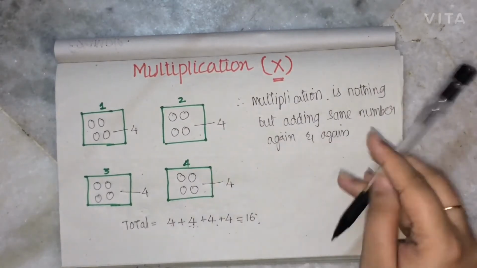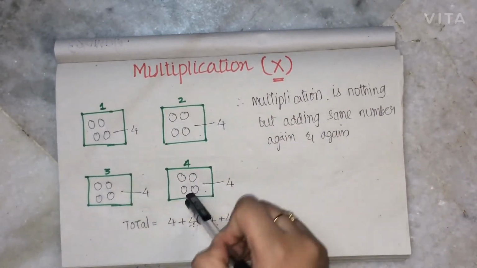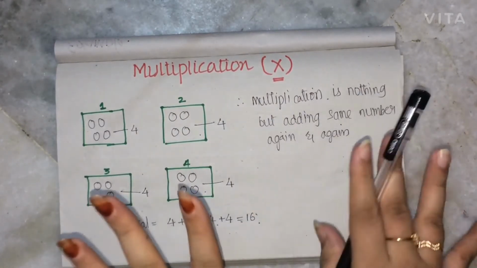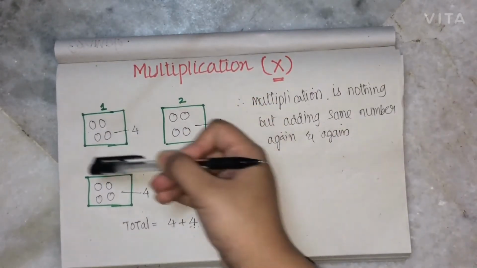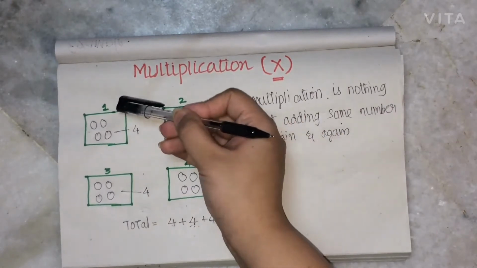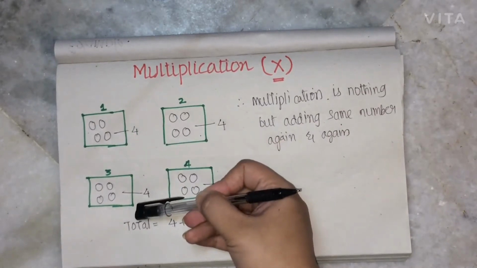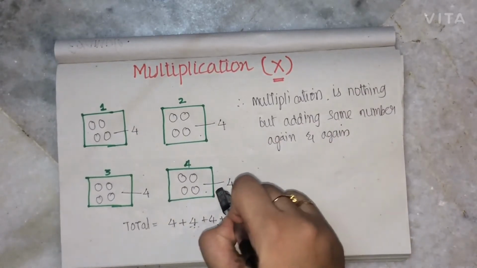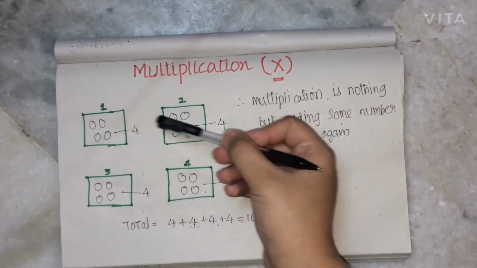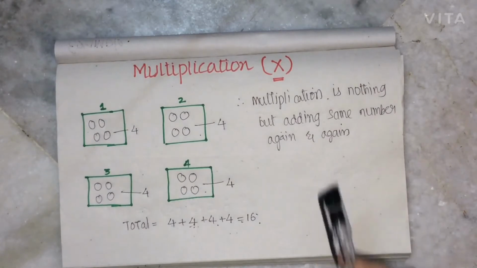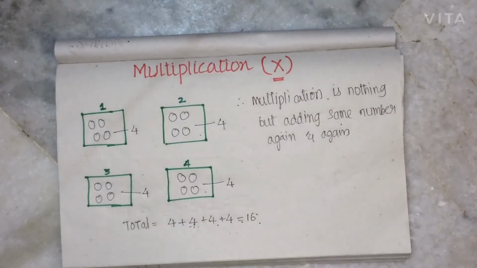Okay, we will be having four boxes: box 1, box 2, box 3 and box 4. So we are taking four boxes, and in each box we are keeping four balls. In box 1 we are keeping four balls, in box 2 we are keeping four balls, in box 3 we are keeping four balls, and in box 4 we are keeping four balls. So we have four boxes, and in each box we have kept four balls, right? So now tell me, in total how many balls are there?